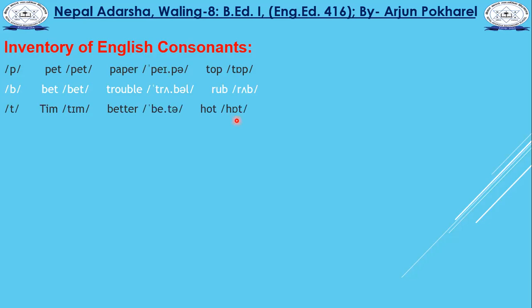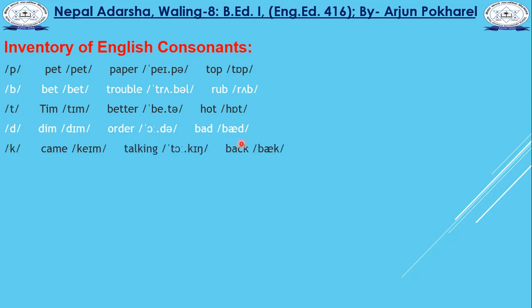Now see ta. Ta is, for example, in Tim, better, hitter, hot. These are the examples of the ta sound, how they are produced. And this one is for da: dim, order, bad. In this way you have to copy them down.